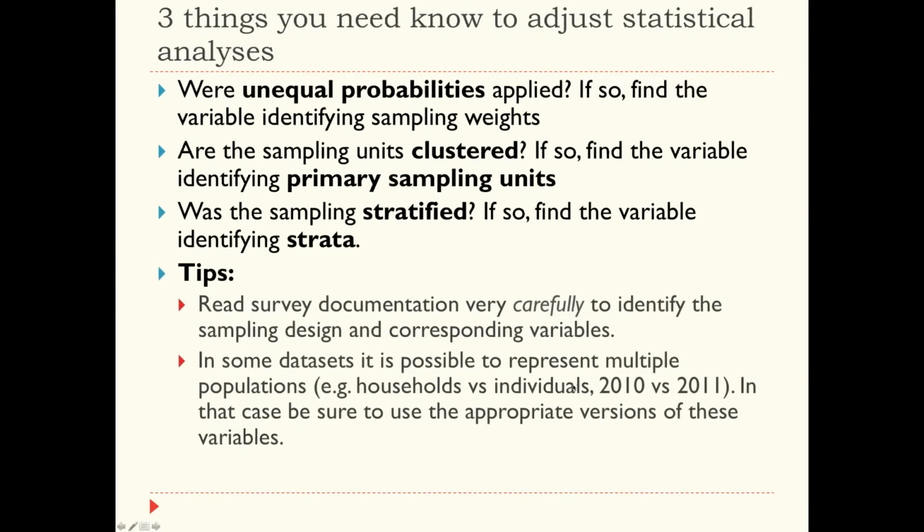Okay, so 3 things that you need to know as the end user of data, and then I'll take a break for some questions, and then I'll tell you about a survey that I designed and show you some examples of how you handle this kind of thing. But you need to know, were unequal probabilities applied in the sampling procedure? And if that's the case, you need to be able to identify the sampling weights and apply them when appropriate in your analysis. The second thing you need to know is, were the sampling units clustered?